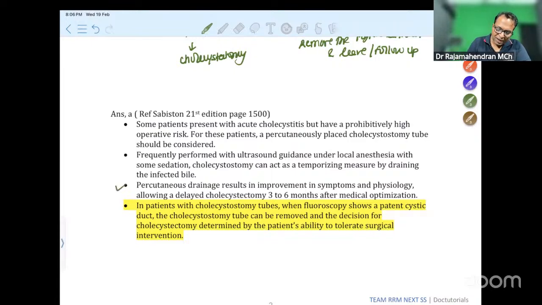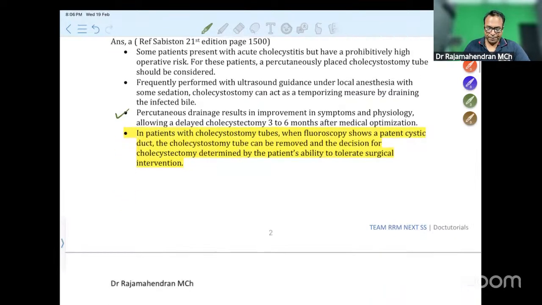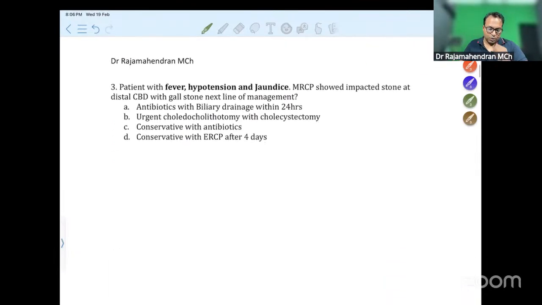So percutaneous drainage resolves the symptoms, allowing a delayed cholecystectomy even 3 to 6 months after medical optimization. These are all direct paragraphs from Sabiston. So you read each and every line of Sabiston, expecting that it can come as an MCQ. Definitely you'll get those questions as exam questions, okay? So similarly, there is another question.